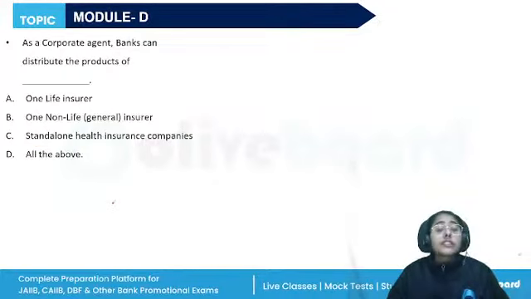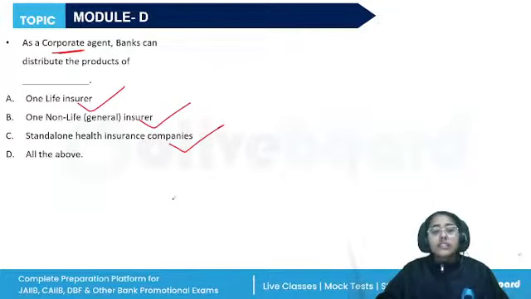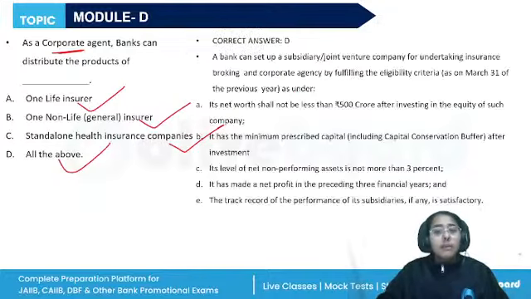Banks can also distribute the insurance products as a corporate agency. So, banks can distribute the products of one life insurer, one non-life insurer, standalone health insurance companies, or all of the above. So, the bank can set up a subsidiary or a joint venture for undertaking the insurance, and they can also act as a corporate agency.